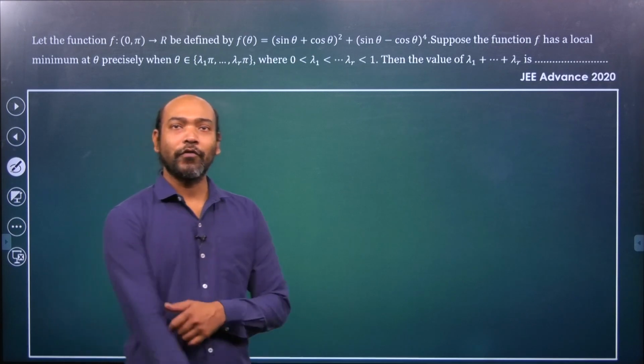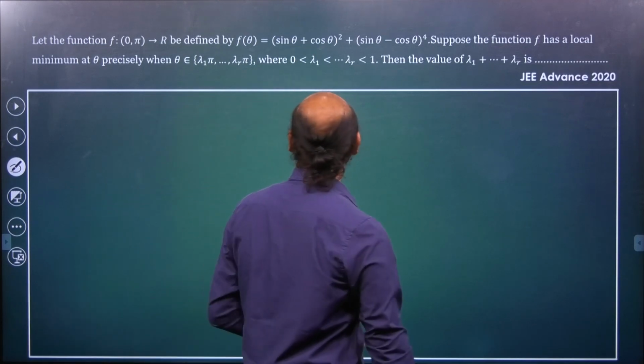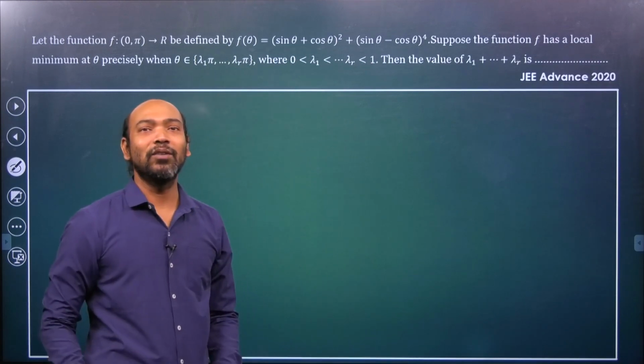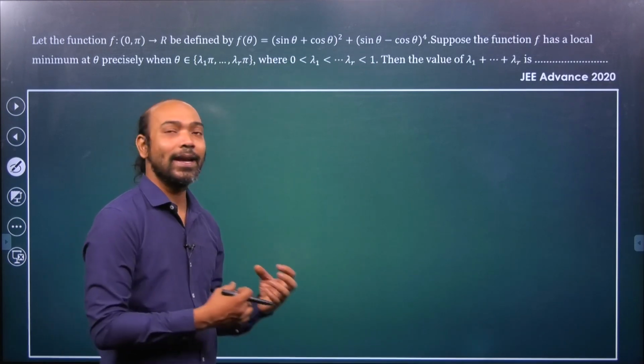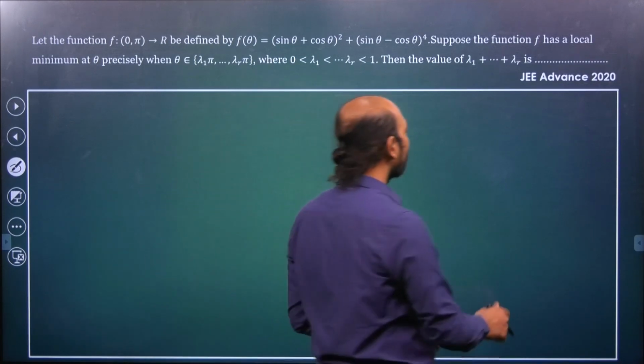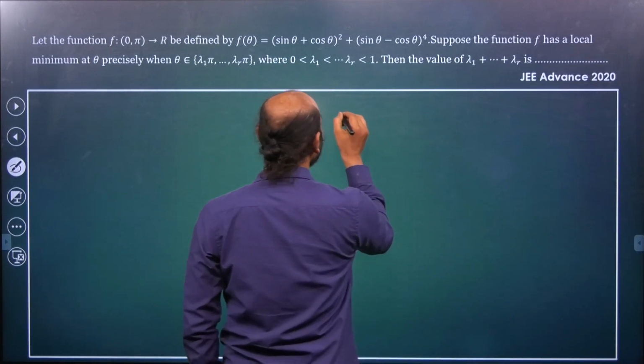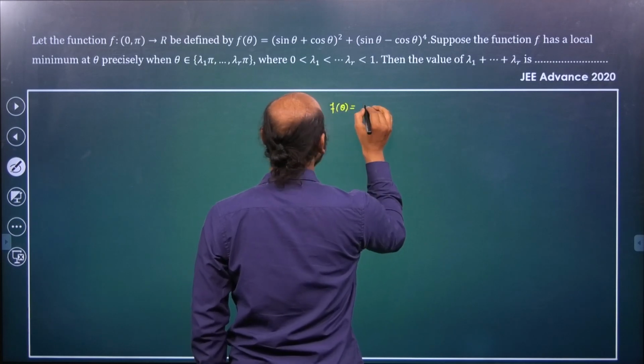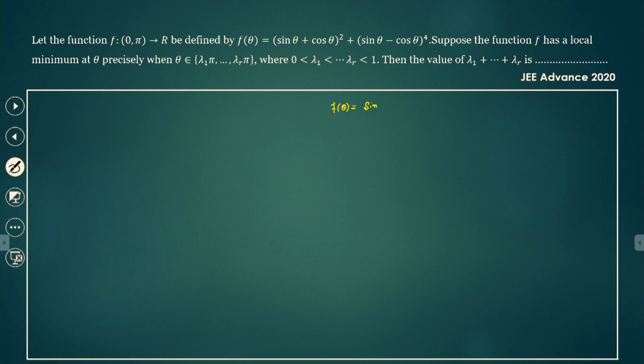Let's go ahead. Our first job is to find f dash theta. But calculating f dash theta from this point is not that easy, so let's try to simplify this using trigonometry. So f theta is equal to (sine theta plus cos theta) whole square and (sine theta minus cos theta) whole to the power 4.